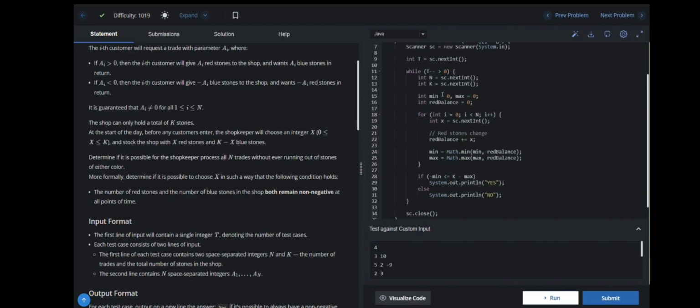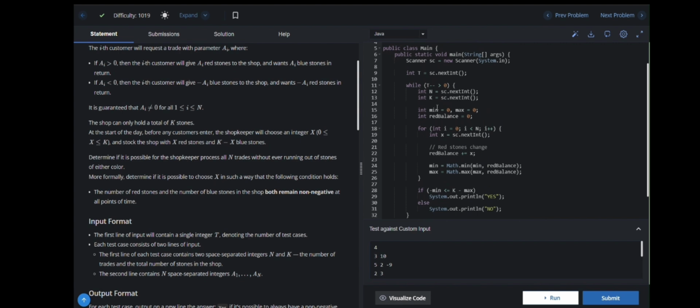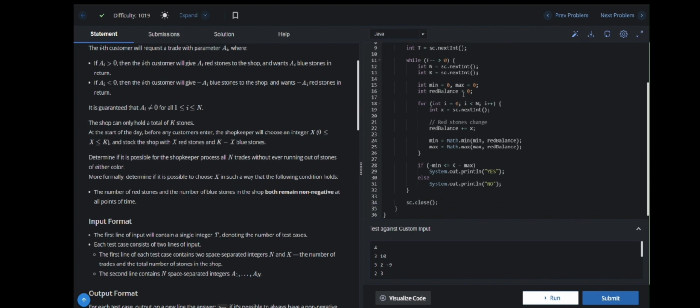So now let us discuss the code for this question. We will take input t, that is the number of test cases, and for each test case we will take input n and k, where n is the number of customers who visited the shop that day, and k is the number of stones which were there initially in this shop, including the red and the blue stones. We will take three variables: min, max, and red balance. Red balance will basically show the requirement of red stones at the current moment.